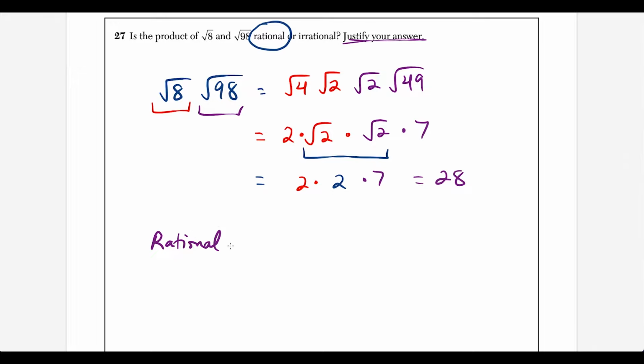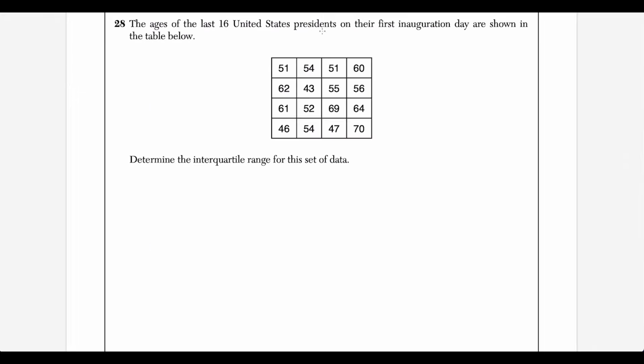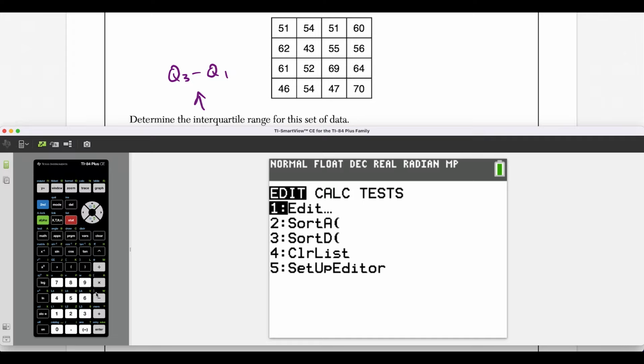Question 28, we have the ages of the last 16 presidents on their first inauguration day shown in this table. We want to determine the interquartile range for this data. Now for this, you have to know that interquartile range is going to be Q3 minus Q1, but the rest is calculator work. So we're going to press stat here, and we're going to edit our table.